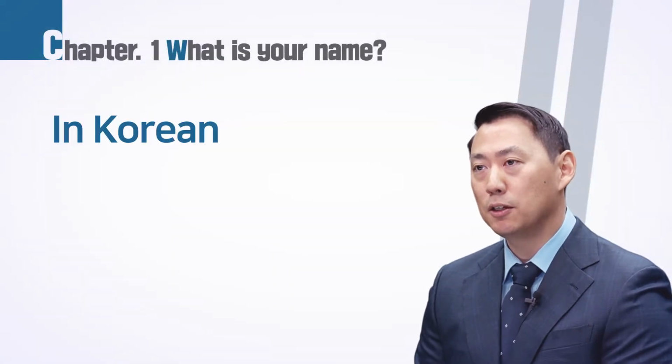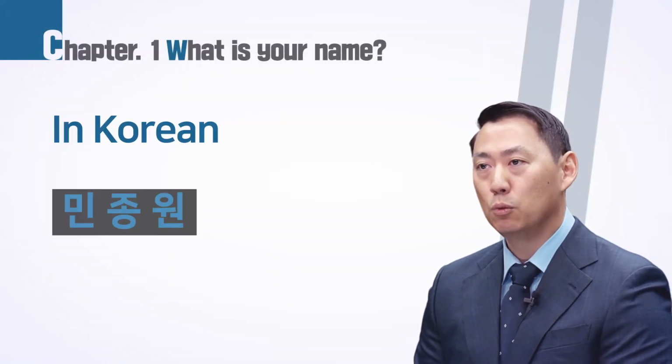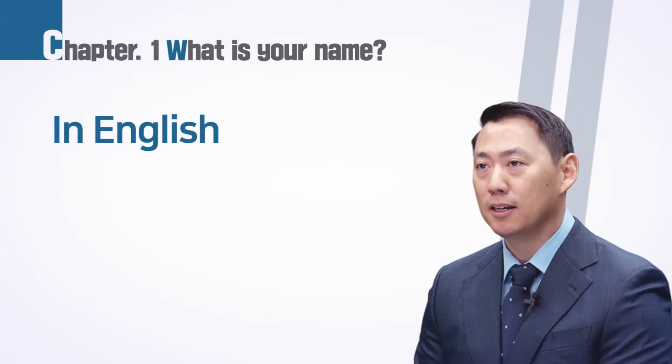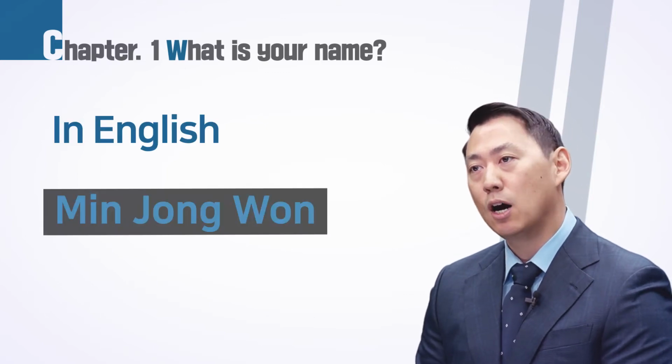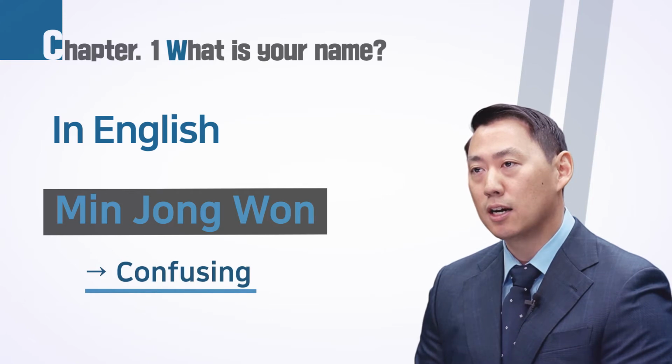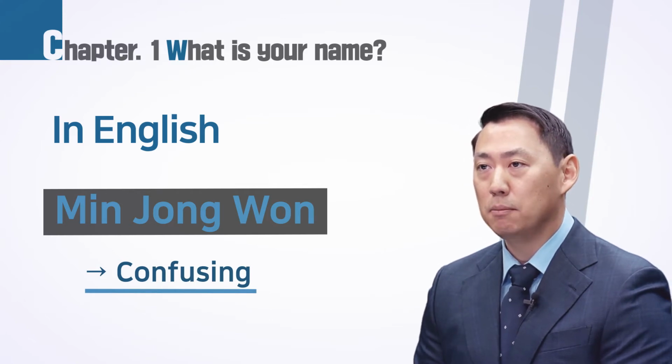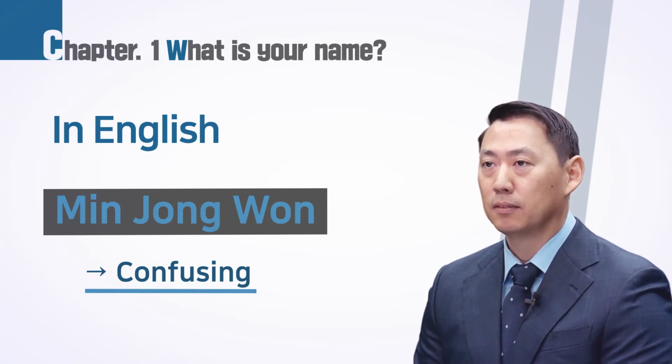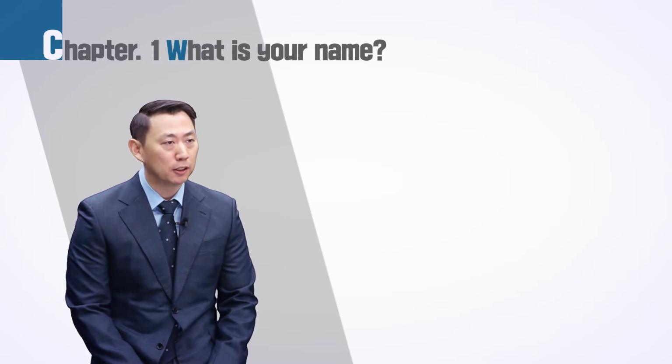So for example, a student whose name is Min Jong-won will simply introduce himself as, "Hi, my name is Min Jong-won." However, this can be confusing to a lot of English speakers since we say our name differently. Let me explain. Jong-won Min is actually the correct way to say his name, not Min Jong-won. So simply directly translating your name from Korean to English can be confusing to many English speakers. So to reiterate, the best way to do this is in Korean, introduce yourself as Min Jong-won.